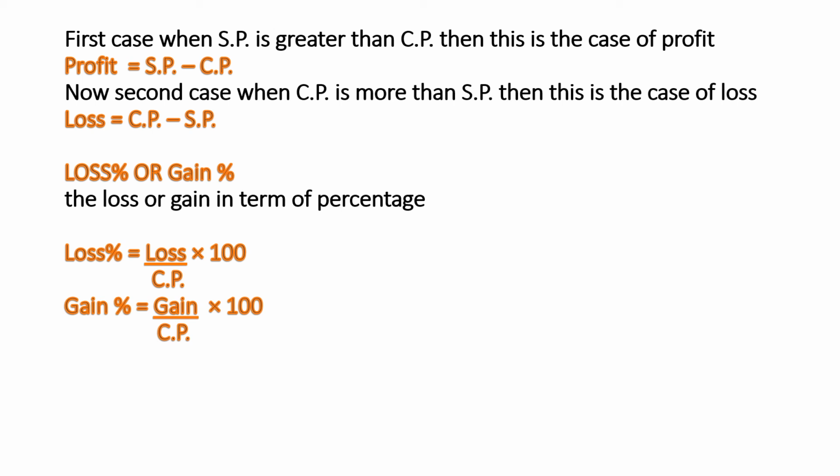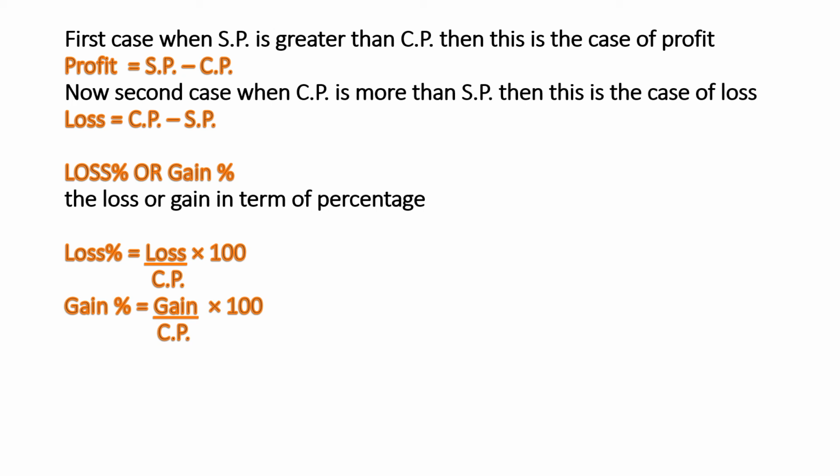Now the second case: when CP is more than SP, then that is the case of loss. Suppose you purchased a pen for rupees 20 and you sold it for rupees 15. You purchased for 20 and sold it for 15. Now your CP is more than SP, so you have a loss of rupees 5. How do you take out the loss? CP minus SP.